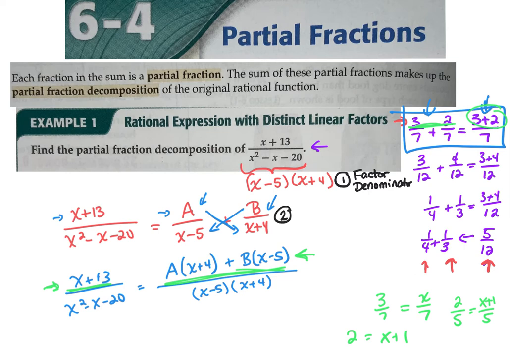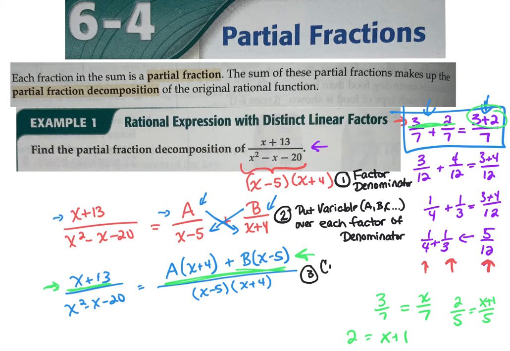And then we are going to put a variable. So put some variable like A, B, and C over each factor of the denominator. My third step here is to cross multiply to get that numerator.